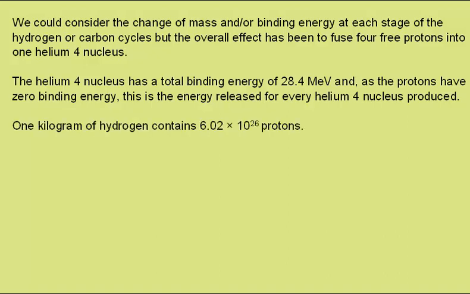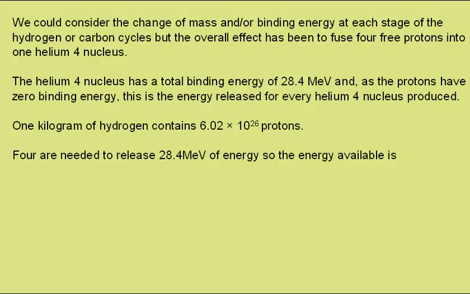1 kilogram of hydrogen is 1,000 grams, or 1,000 moles, which is 6.02 times 10 to the 26 protons. 4 are needed to release the 28.4 MeV of energy. So the energy available will be 6.02 times 10 to the 26 over 4. This is the number of helium-4 we can produce. Multiplied by 28.4, it's mega electron volts, so it's times 10 to the 6 electron volts. Multiplied by the charge on the electron to get the energy into joules, and this is 6.8 times 10 to the 14 joules.